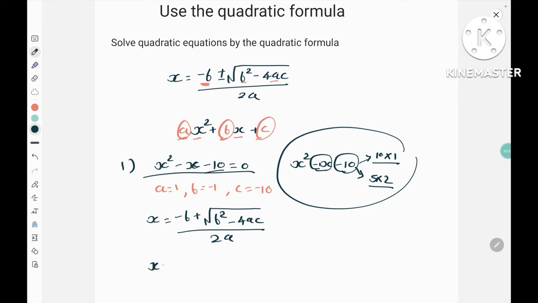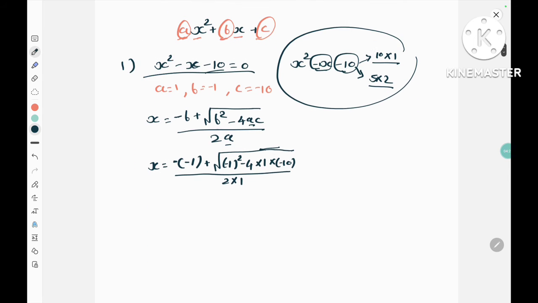Okay, let's insert the values. b is minus 1, so this minus sign I write already, and the 1 is also minus. So inside the bracket, minus 1 plus square root of b square, which means minus 1 square, minus 4 times a, which is 1, times c, which is minus 10. I write it in a bracket. Over 2 times 1, because the a value is 1.